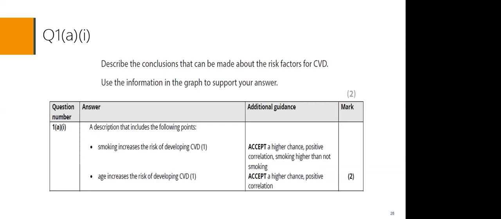If they write smoking increases the risk of CVD, and then they put age increases the risk, but smoking decreases the risk, then they've contradicted themselves. They couldn't have the smoking mark, but they could still have the age mark. This question is less likely to happen, but there are instances where it might.